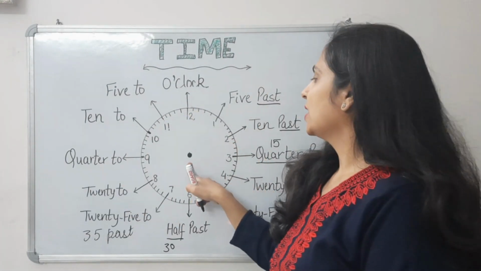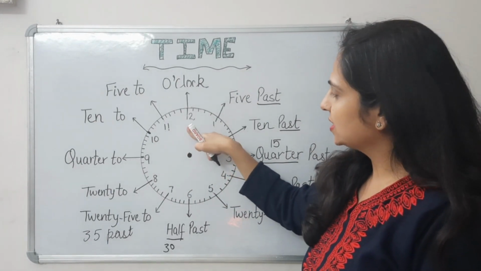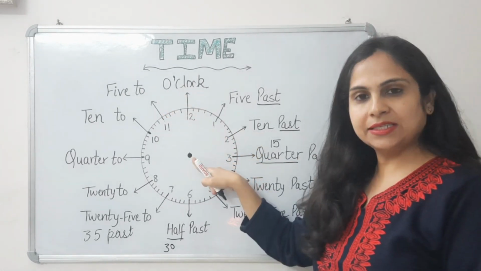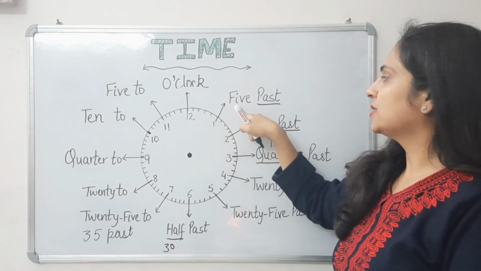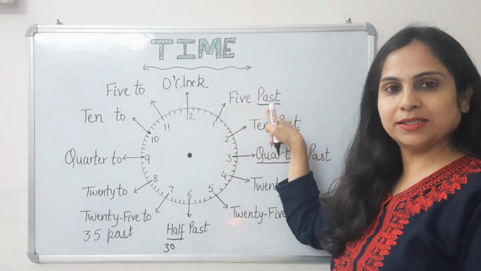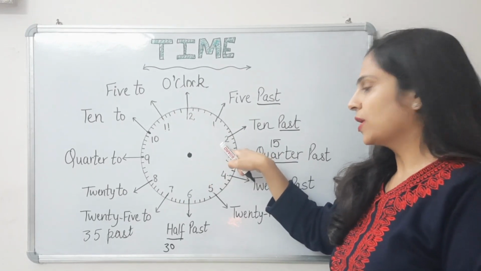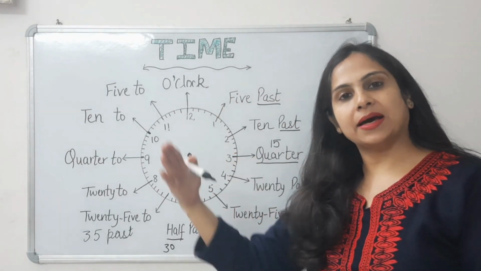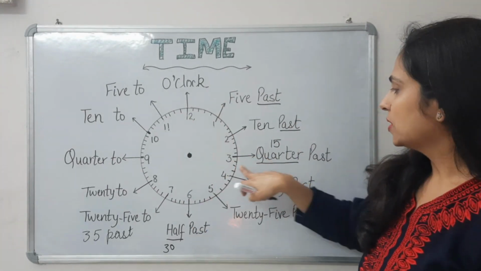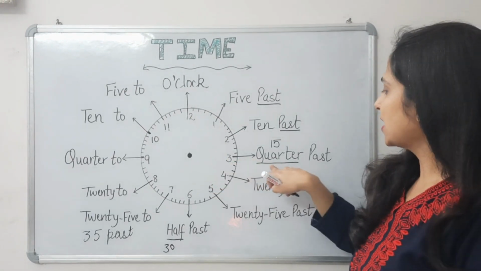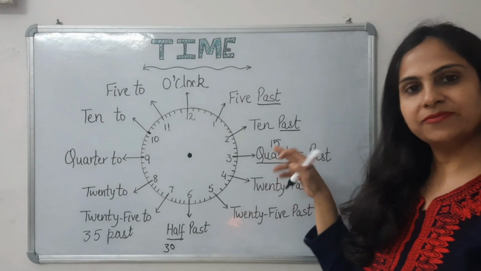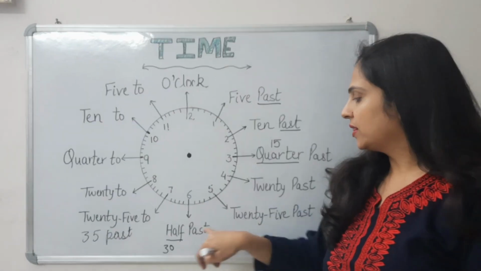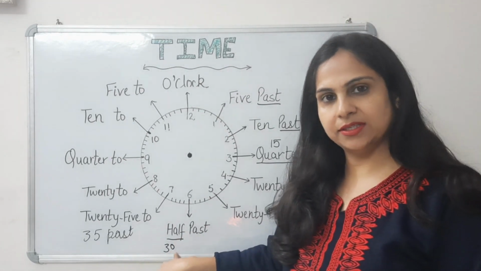Now look here, if the minute hand is at 12, then the time is exact, that is o'clock. And when the minute hand reaches 1, then the time is 5 minutes past. And when the minute hand reaches 2, then it is called 10 minutes past. Past means time has passed, gone. Fine. So, when the minute hand reaches 3, the time is quarter past. Quarter means 15 minutes past. Okay. Now, then 20 minutes past, then 25, then half past. Half is 30 minutes. Clear?